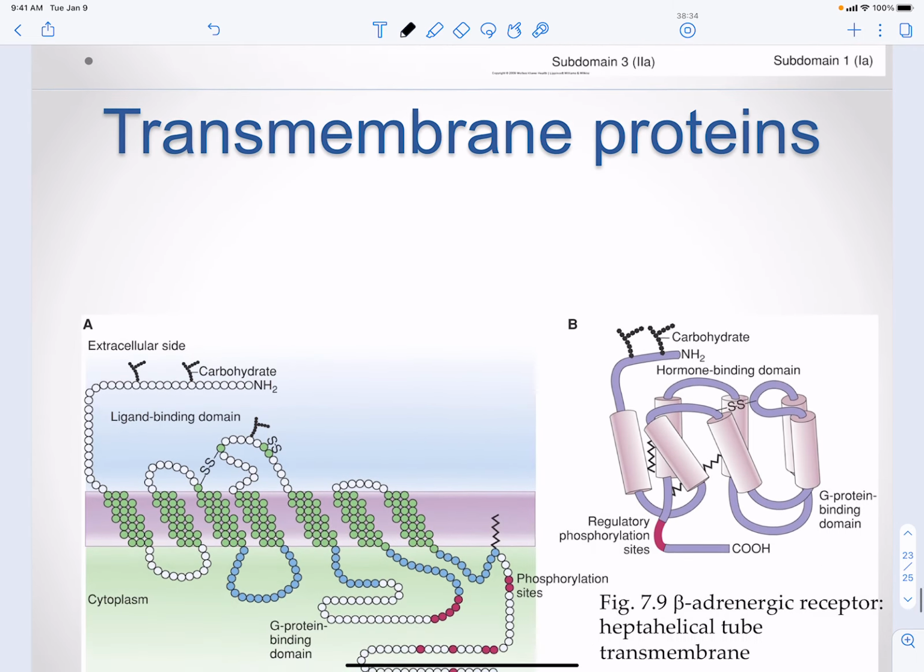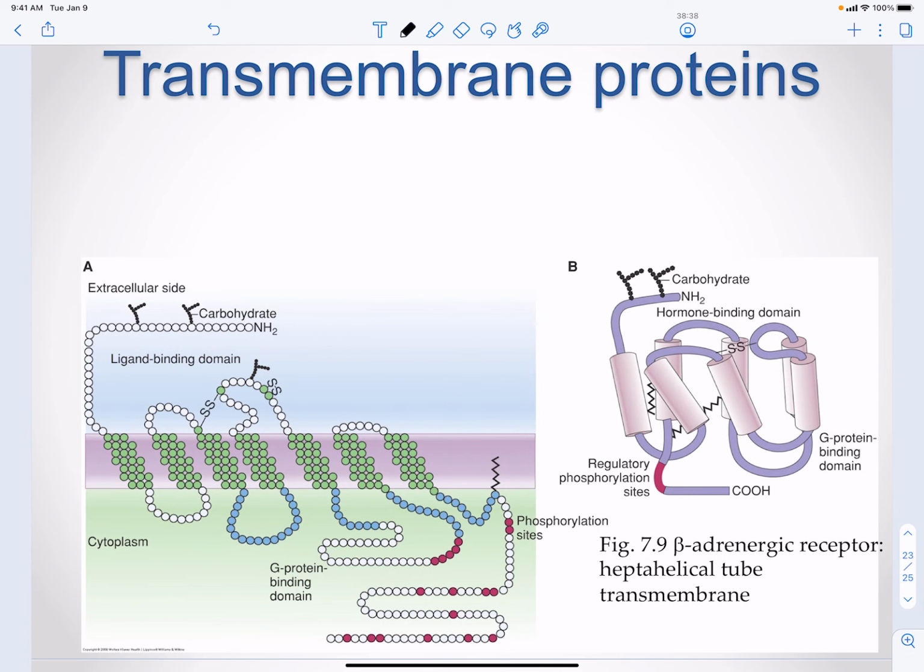Now, some examples of these proteins are transmembrane proteins. And so transmembrane proteins are going to span a membrane. So here we have a membrane, and here we show a transmembrane protein as 1, 2, 3, 4, 5, 6, 7. So this is a heptahelical protein. It's also a G protein receptor. And they are going to be important for transporting proteins. They're going to be hormone receptors, ion channels.